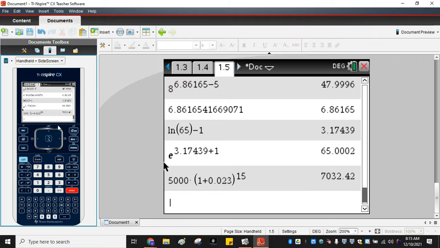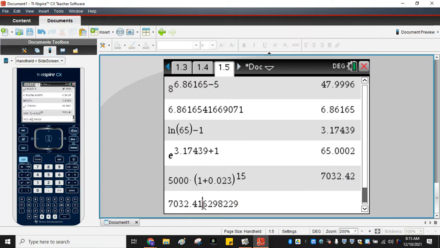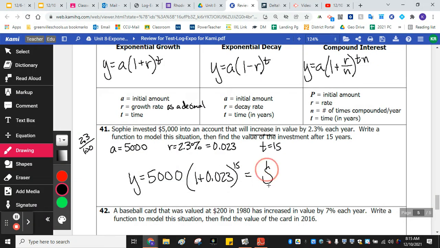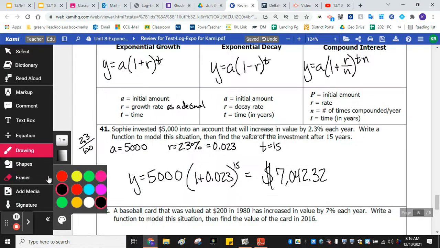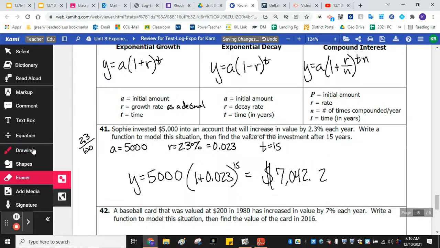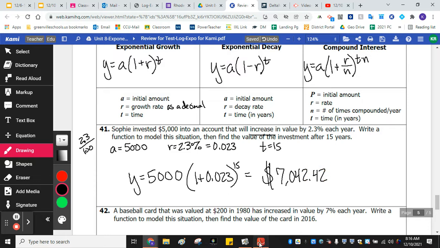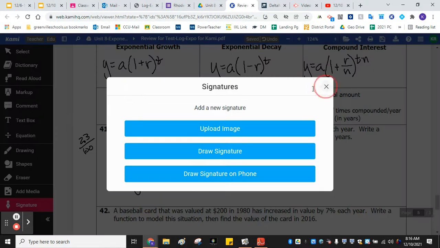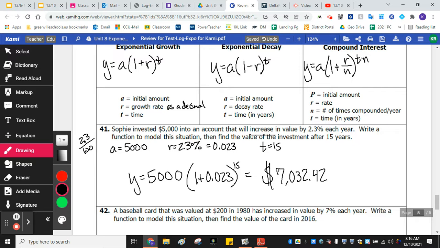If it's rounding funny, make sure you scroll up, hit enter, so you can round it to 2 decimal places. My calculator was rounding it to 2 decimal places: $7,032.42. Oh my gosh. I'm getting it all wrong. That's what it is: $7,032.42.